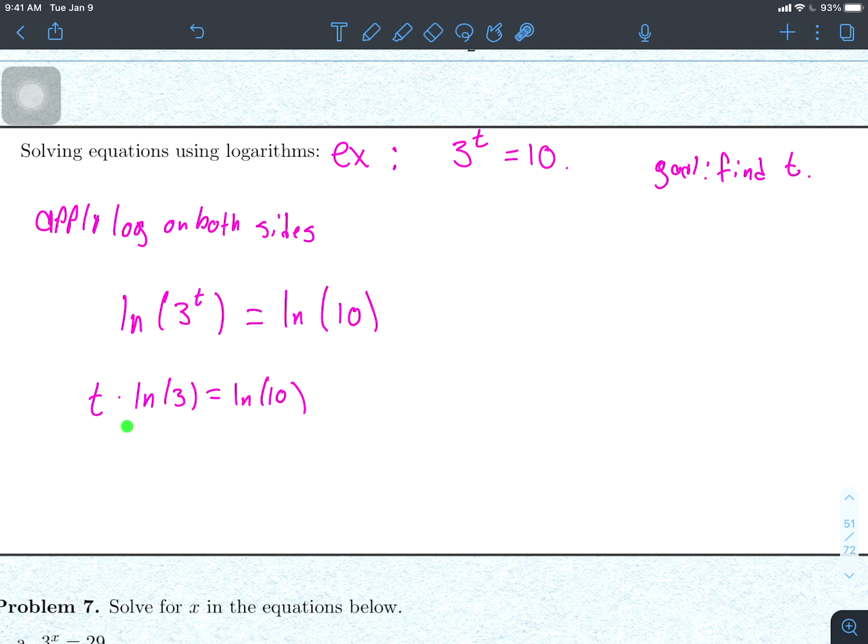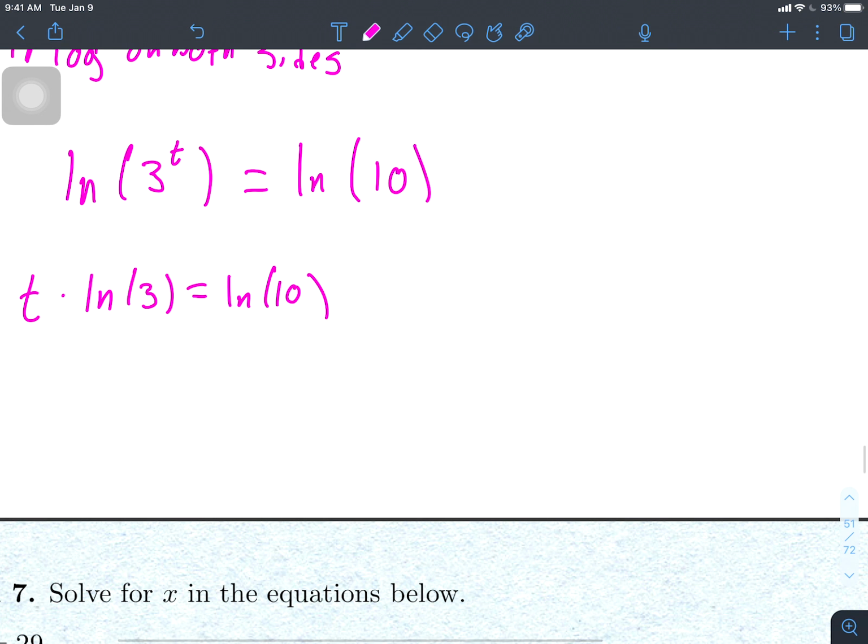And now, ln of 3 and ln of 10 are just numbers. That's one thing that I want to be emphatically clear about. So I would solve this equation the same way as I would solve an equation like t times 2 equals 7. How would I solve that equation? I'd divide by 2 on both sides. As long as I have t times a number equals another number, I solve it by dividing by that number. And I get t is equal to ln of 10 divided by ln of 3.